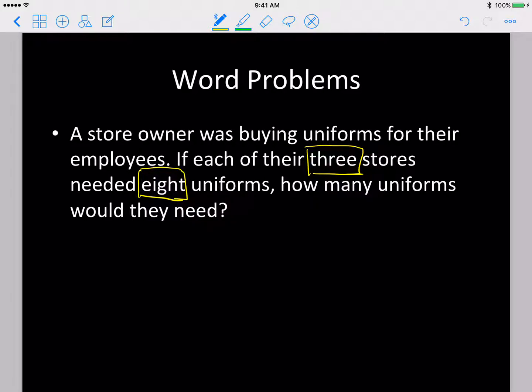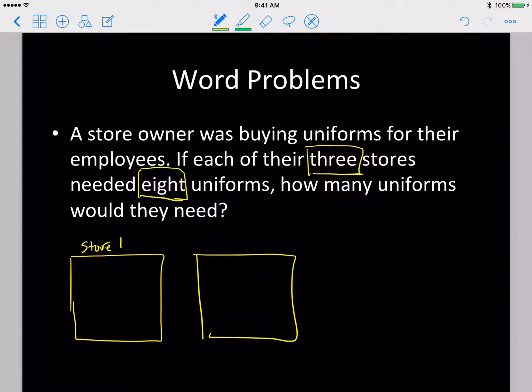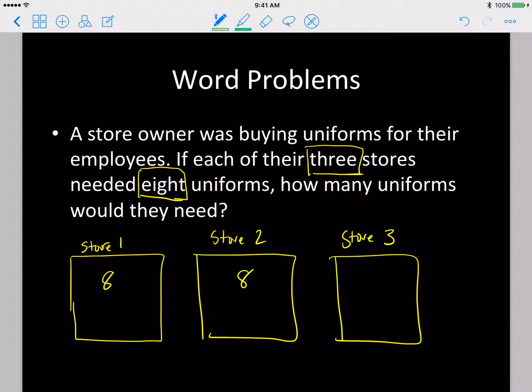So let's draw a picture. 3 stores, so I'm going to do some stores. This will be store 1. That's an R, not a V. Store 2. And store 3. So there are 3 stores and they need 8 uniforms. So there are 8 here, 8 here, and 8 here. How many uniforms would they need?